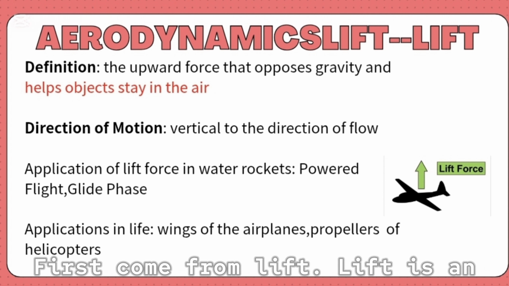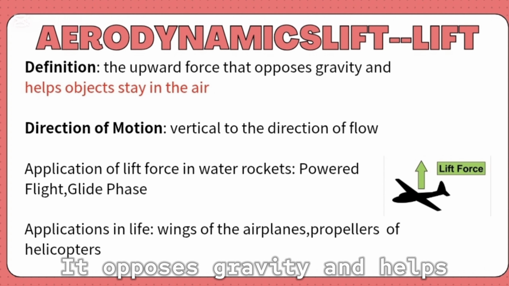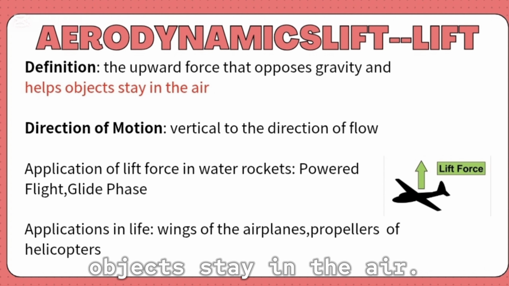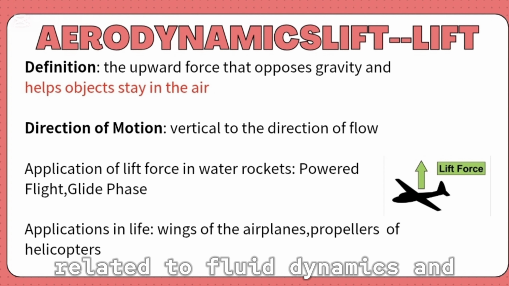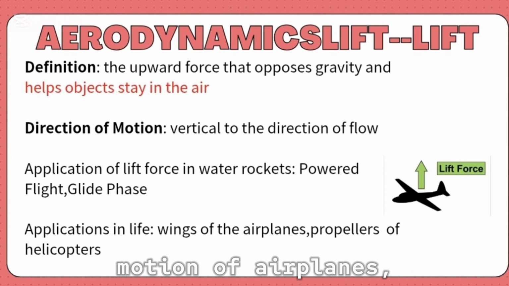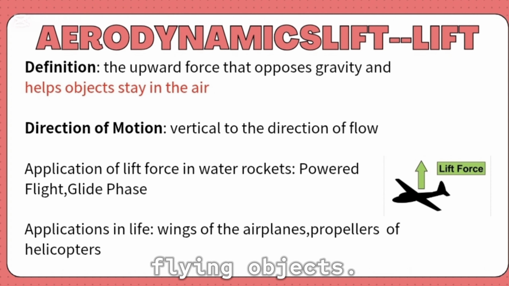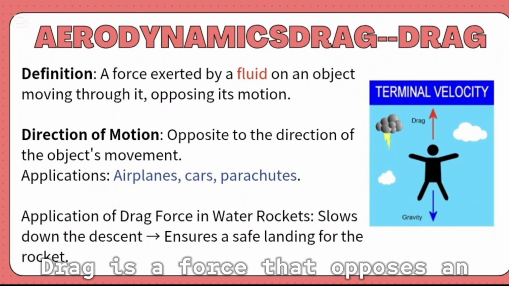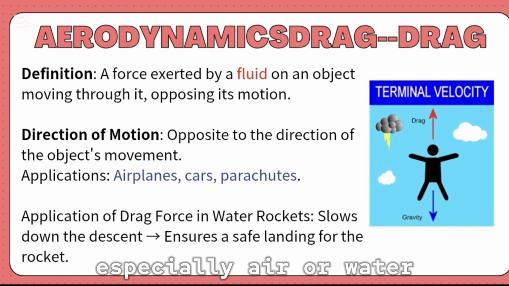First comes lift. Lift is an upward force that is perpendicular to the direction of fluid flow. It opposes gravity and helps objects stay in the air. The generation of lift is related to fluid dynamics and is commonly observed in the motion of airplanes, helicopters, kites, and other flying objects. Drag is a force that opposes an object's motion through a fluid, especially air or water.